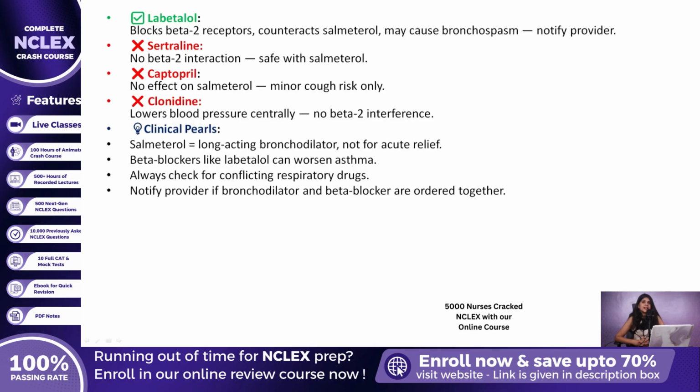Albuterol is a long-acting beta-2 agonist that is used regularly as part of maintenance therapy in asthma and chronic obstructive pulmonary disease to keep the airways open and prevent bronchospasm. However, combining it with a beta blocker like labetalol undermines its therapeutic action and puts the client at risk for respiratory compromise. Nurses must be proactive in reviewing medication lists, recognizing harmful interactions, and notifying the healthcare provider promptly when something could jeopardize the client's safety.